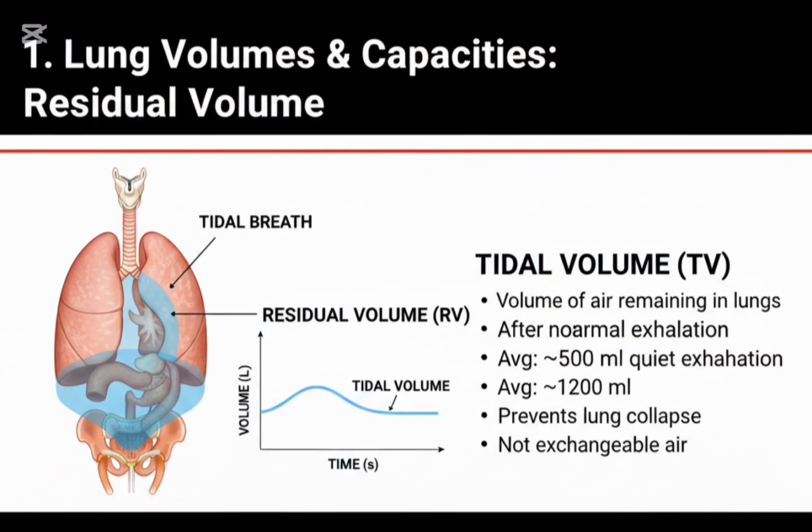This is the amount of air you inhale or exhale during normal quiet breathing, roughly 500 milliliters in an average adult. It represents baseline ventilation, not maximal effort. Now, no matter how hard you exhale, you can never empty your lungs completely. The air that remains after maximal expiration is called residual volume. This volume prevents alveolar collapse by maintaining positive pressure and keeps gas exchange continuous between breaths.